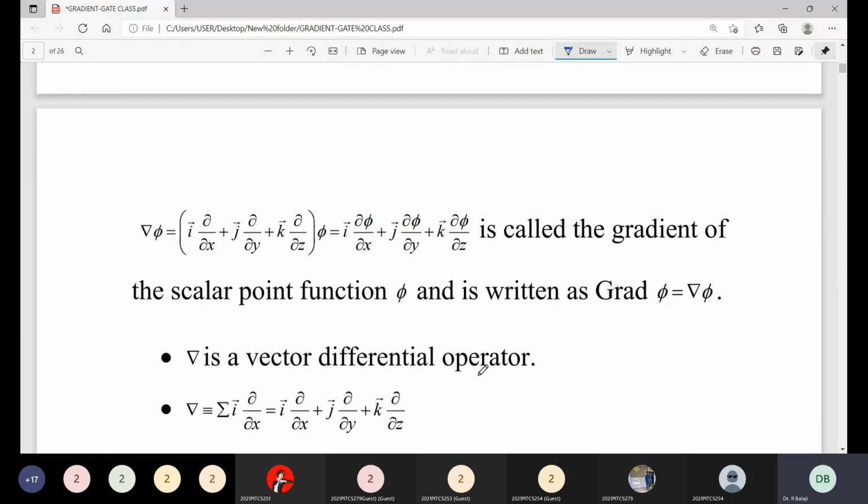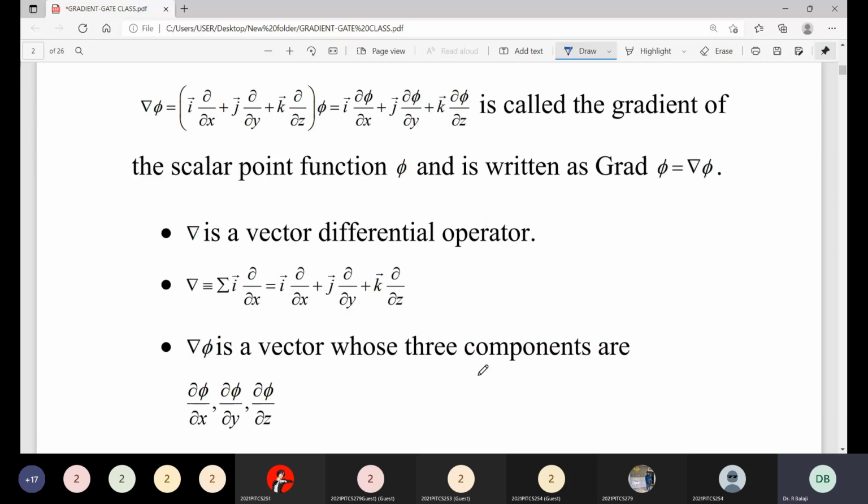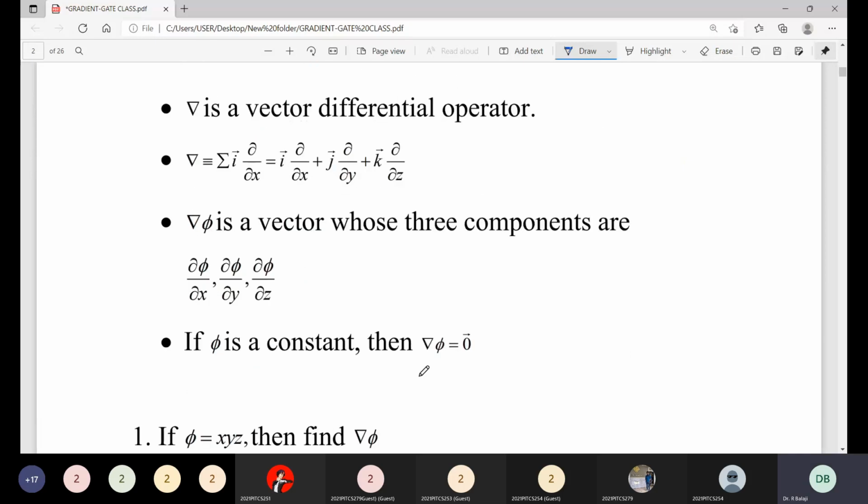and is written as grad φ, which is equal to del φ. Del is a vector differential operator. Del is equal to the summation of i ∂/∂x, that is, i ∂/∂x plus j ∂/∂y plus k ∂/∂z. Del φ is a vector whose three components are ∂φ/∂x, ∂φ/∂y, and ∂φ/∂z. If φ is a constant, then del φ is equal to 0.